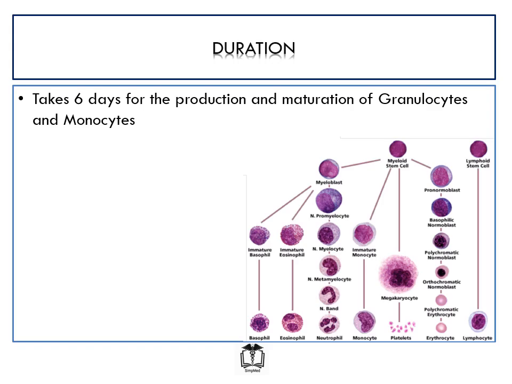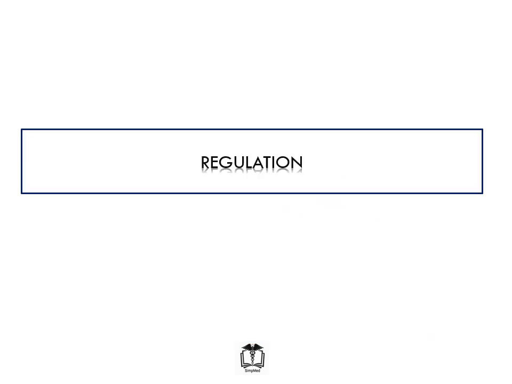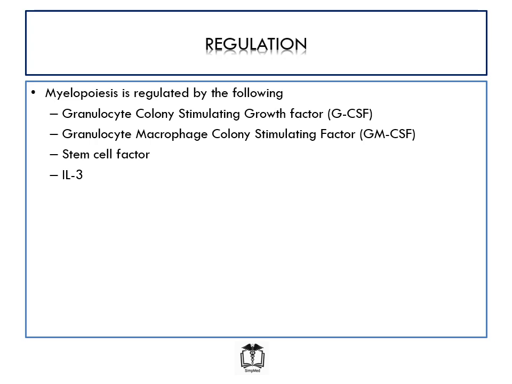The entire process of production and maturation of granulocytes, usually from the stem cell stage down to the mature cells, usually takes a total of about 6 days. And this is very important to note. For this to occur, it requires the use of a number of growth factors that we'll be talking about in the next slide. The regulation of myelopoiesis involves a number of growth factors, and these growth factors include the granulocyte colony stimulating factor, the granulocyte macrophage colony stimulating factor, stem cell factors, and interleukin 3.